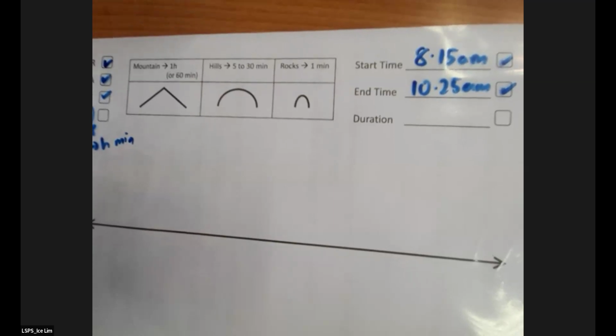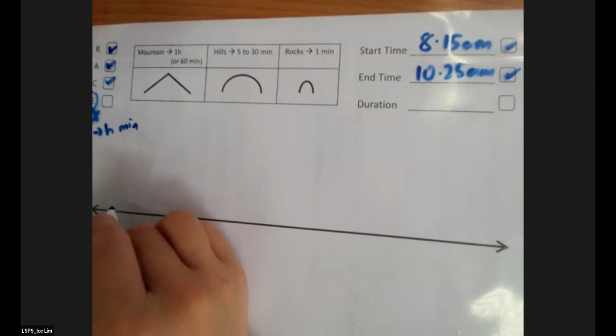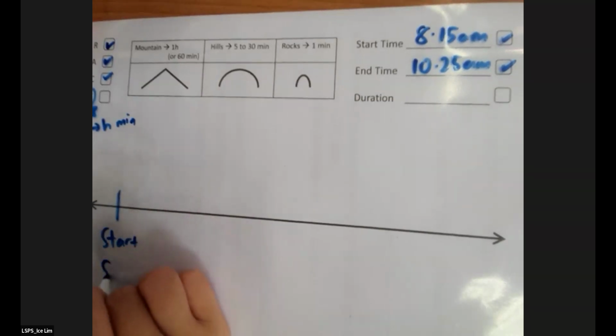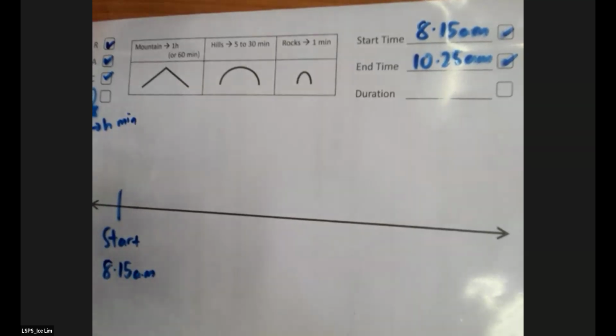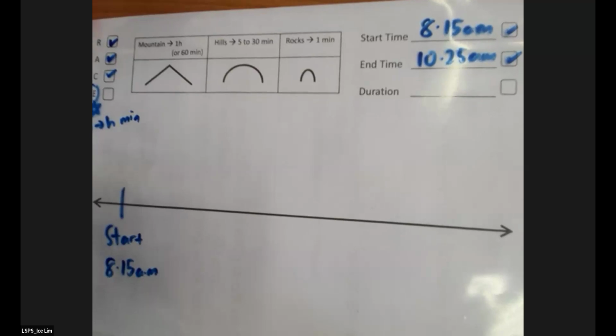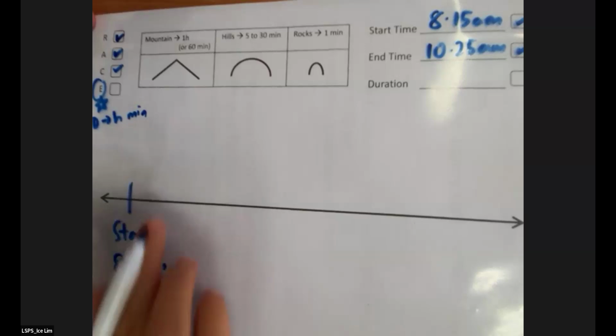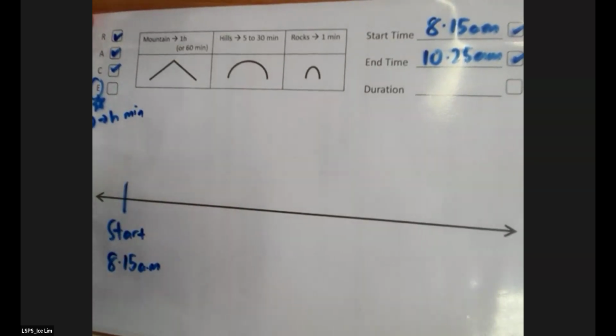So again, you can decide whether you want to use the mountains first, or the hills first, or the rocks first. So I'll start with 8:15 a.m. If I'm not sure, I can try. That's why we are using a template. You can erase easily and try.